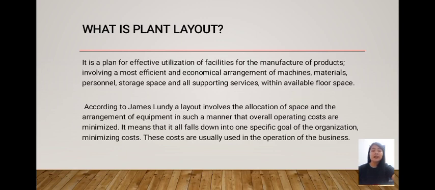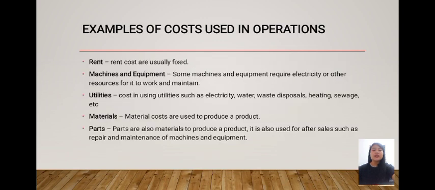So, plant layout can be defined as a technique of locating machines, processes, and plant services within the factory so as to achieve the greatest possible output of high quality at the lowest possible total cost of manufacturing. The following are examples of costs used in operation. First is rent. Rent costs are usually fixed. Rent is a periodic payment made by a tenant to the owner for the use of the owner's property.